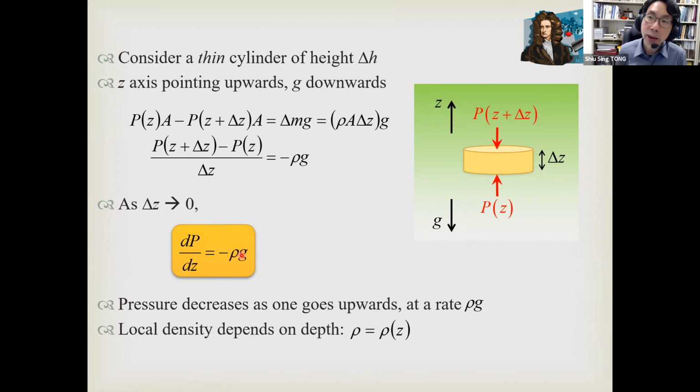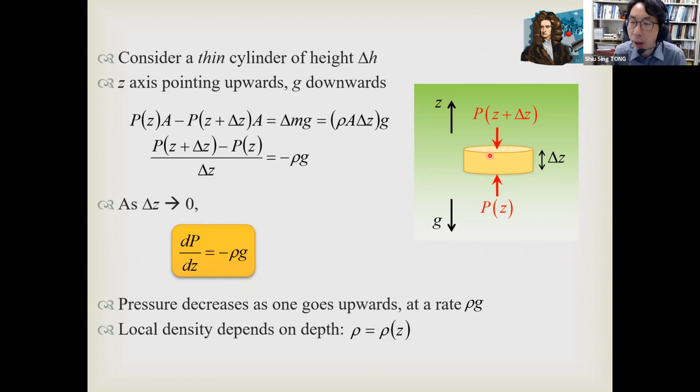So under gravity, you will expect more gases, or the higher density of gases, to be at the lower position, and a smaller density and smaller pressure to be at a high position. So this equation exactly describes that. Okay, so that is the meaning of this equation.